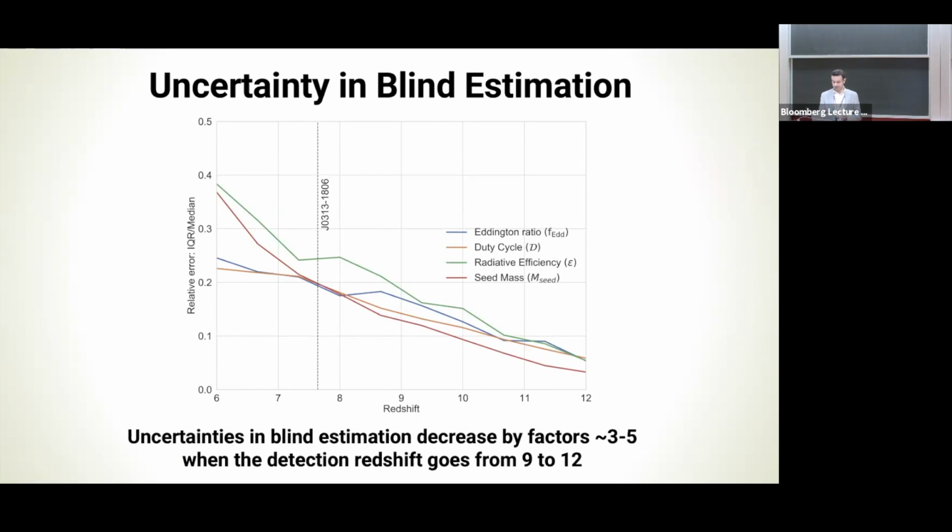As you can see, uncertainties in the blind estimation decrease by a factor of 3 to 5 if you go from detection redshift 9 to 12. So what we're saying is that even if you don't know anything about the growth parameters of the quasar, and you are just able to compute the black hole mass, then going to higher and higher detection redshift will automatically help you in constraining how this black hole grew from the seeding to the detection, just because the time between detection and seeding is shrinking progressively.